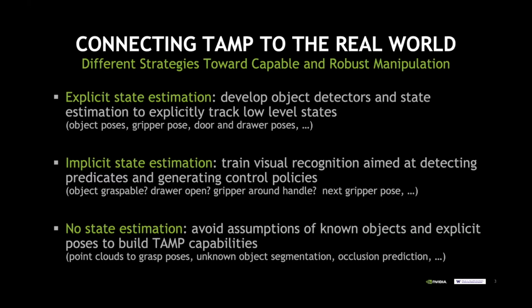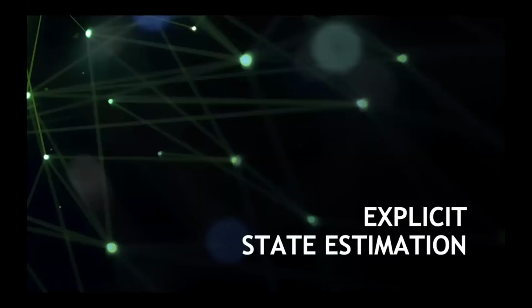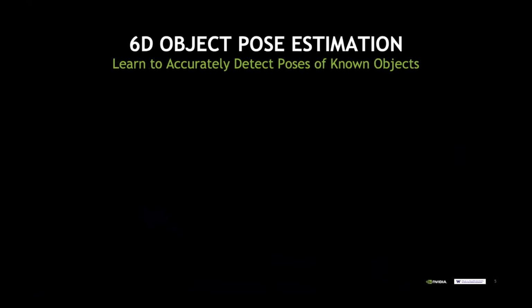Okay, so let me first start with the first part, which is on explicit state estimation. And that is the one that, I guess, comes most naturally to people who've been working on robotics and state estimation for a while, where the first part is really on 6D object pose estimation. We've done various techniques in that area. I'm not going to go into any details here.